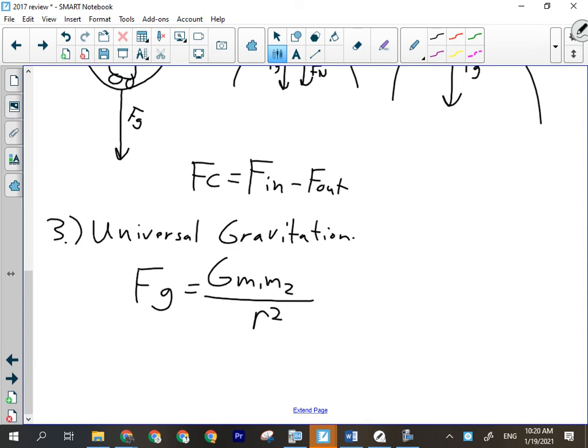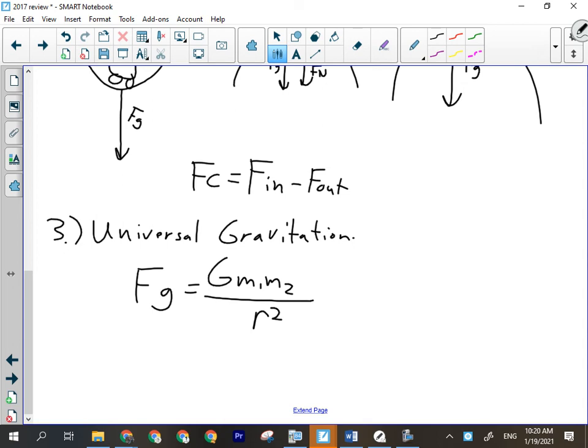Now, while there's very little problem solving just to do with universal gravitation, it is obviously part of satellite motion. Spoiler alert, there's a satellite question on your final. Okay, but there's not really any calculating just to do with this formula by itself. That said, there are a number of multiple choice questions that ask about your understanding of it.